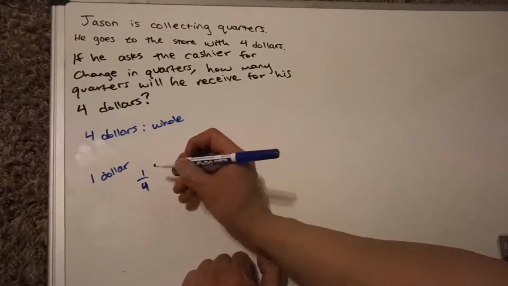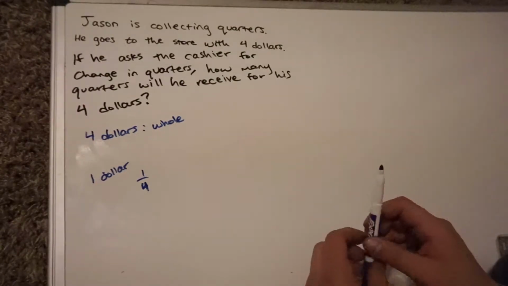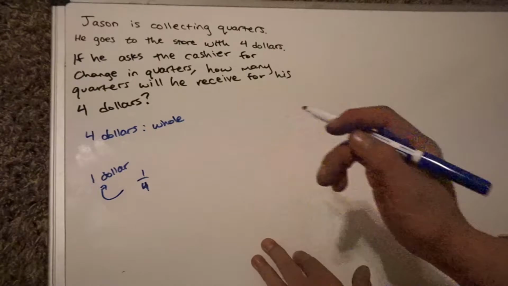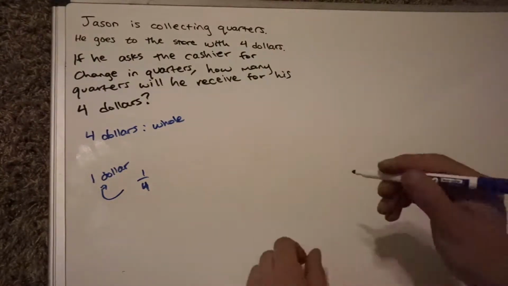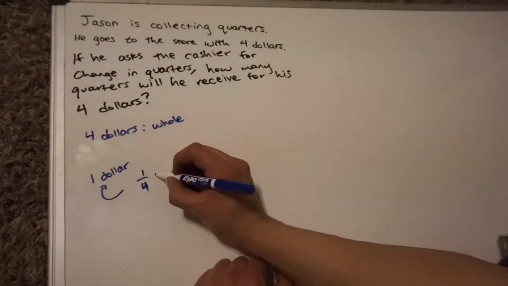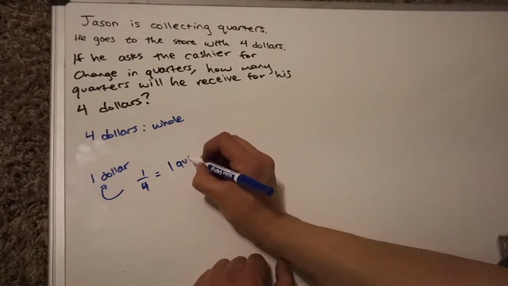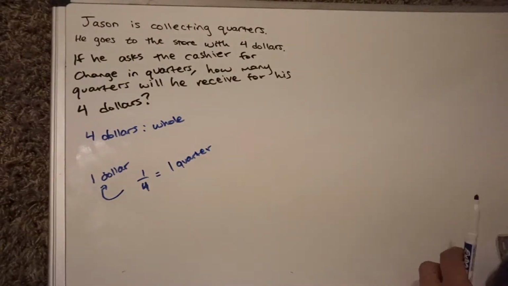Looking at a fraction, we remember that the denominator represents how many equal sized parts our whole is being divided into, which in this case, our whole is $1. So 1/4 could, in other words, represent one quarter. There, we've gone ahead and identified our variables.